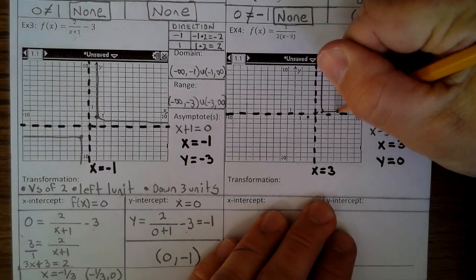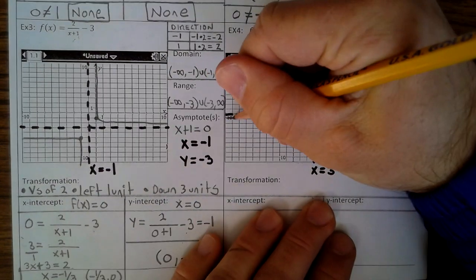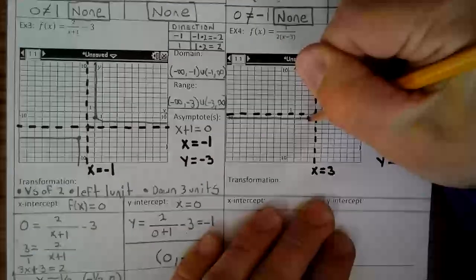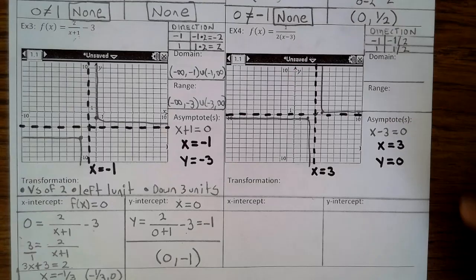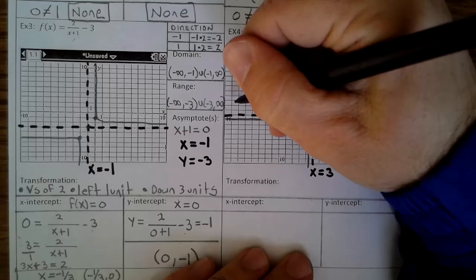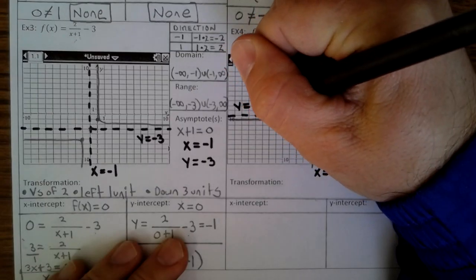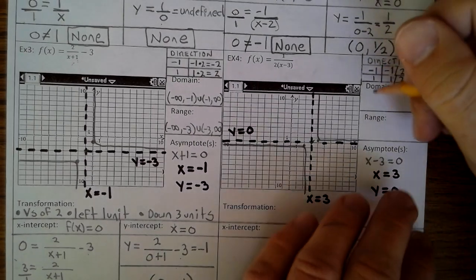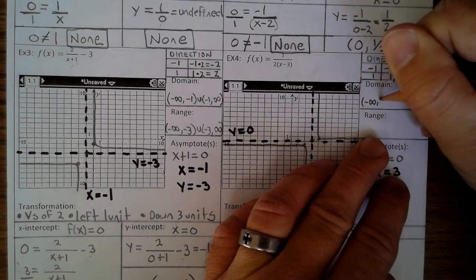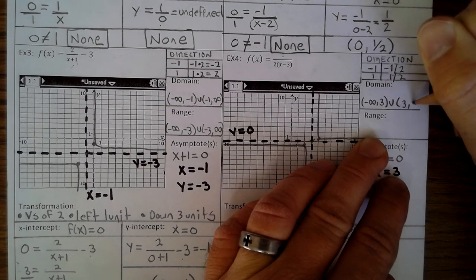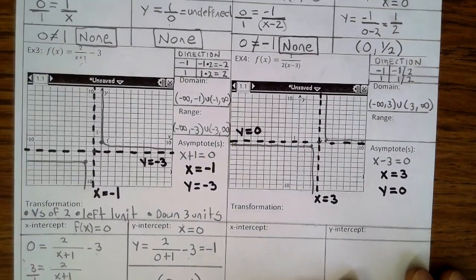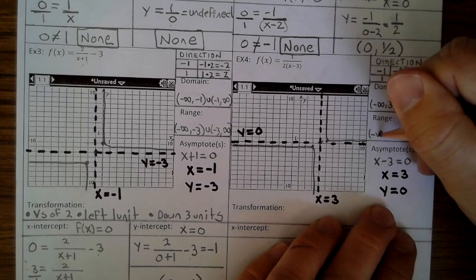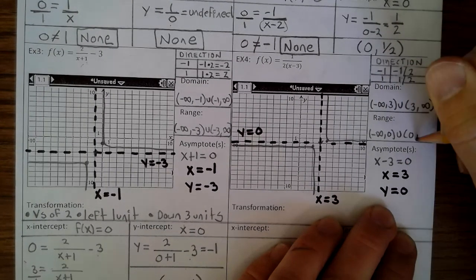Oh, almost forgot, y equals 0. Okay, domain is from negative infinity to 3 or 3 to infinity. Range is from negative infinity to 0 or 0 to infinity. Transformations, it looks like we have 2. We have a vertical compression of 1/2, and it's right 3 units.